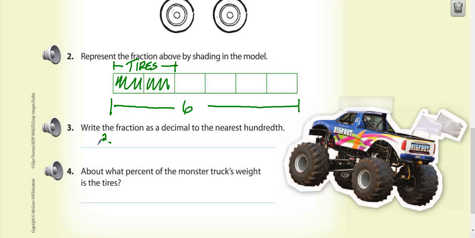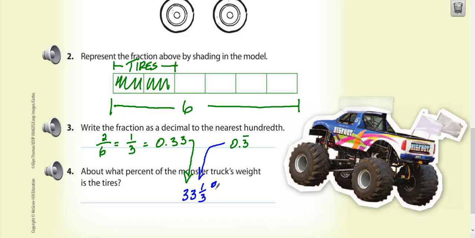Well, we've got the fraction 2/6, and 2 goes into 6. 2 goes into 2 one time, and 2 goes into 6 3 times. So the decimal for 1/3 is 0.3. It's actually, if you wanted to be perfectly accurate, 0.3 repeating. What about a percent? What percent is that? Well, 0.33 repeating is 33 1/3%.